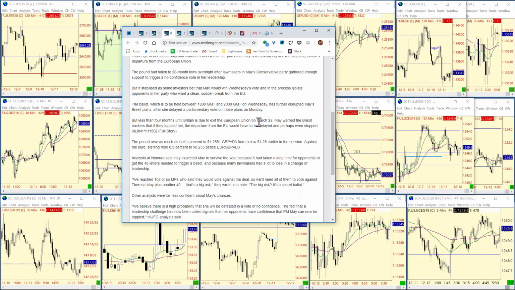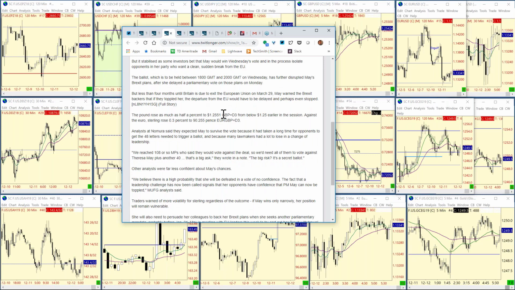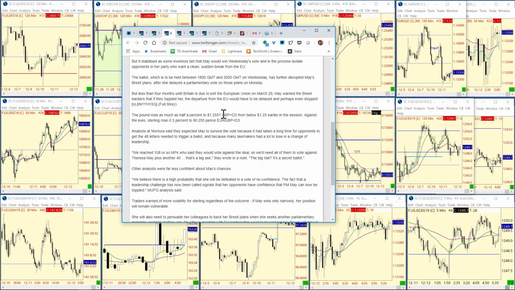But it stabilized as some investors bet that May would win Wednesday's vote, and in the process isolate opponents in her party who want a clean, sudden break from the EU. The ballot, which is being held between 1800 GMT and 2000 GMT on Wednesday, has further disrupted May's Brexit plans after she delayed a parliamentary vote on those plans on Monday. With less than 4 months until Britain is due to exit the European Union on March 29th, May warned Brexit backers that if they toppled her, the departure from the EU would have to be delayed and perhaps even stopped. The pound rose as much as half a cent to 25.51. Against the euro, sterling rose 0.3 to 90.255.